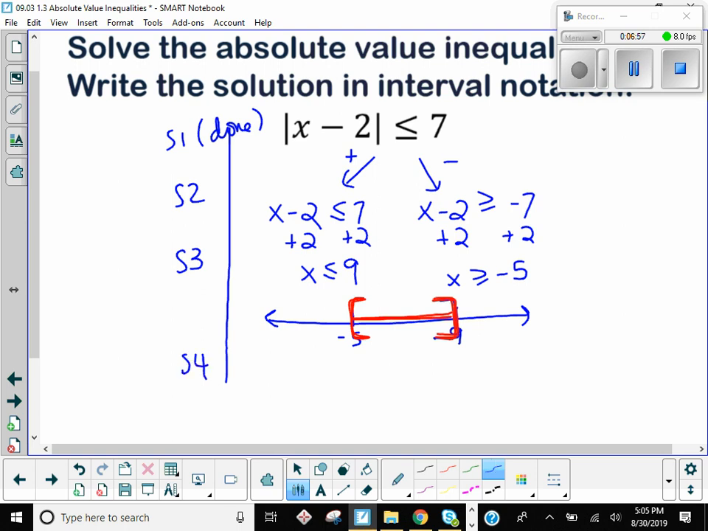And the last step is to write your final solution in interval notation. This red stuff is my final solution in picture form. And this is my final solution in interval notation. Remember, you just model it after what you see on the number line. And here's what's on the number line, a bracket. Negative 5 is the left endpoint, comma, 9 is the right endpoint with a bracket.